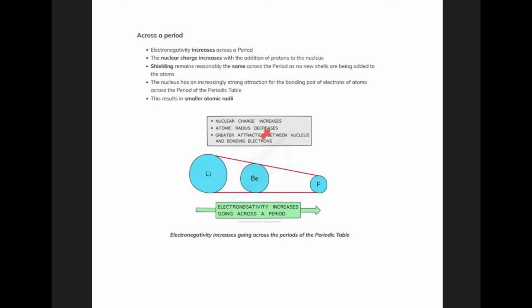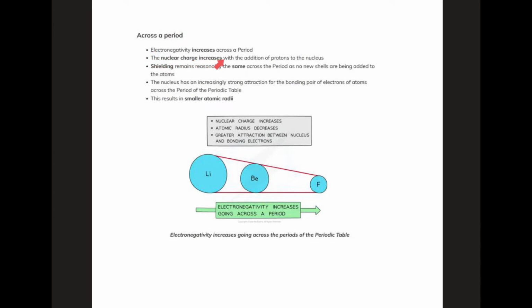So atomic radius decreases. Shielding is not affecting much here because they have the same number of shells, which are 2 shells, so shielding is not there. So the major factor is not playing the role, then the minor factor is affecting. The minor factor, which is the nuclear charge, is now affecting the electronegativity. There are more and more protons, then the attraction is getting greater and greater. So electronegativity is getting greater and greater. So greater attraction between nucleus and bonding electrons.